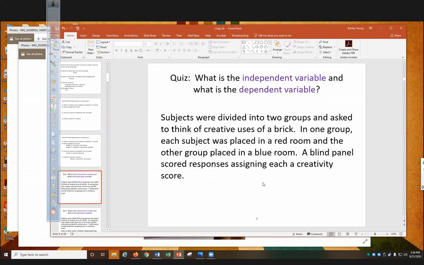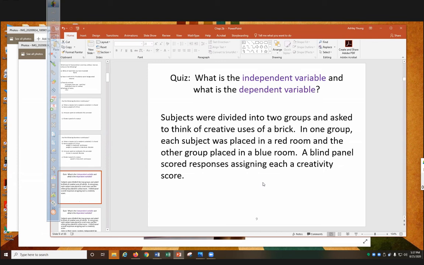Room color. Yeah, what color room they're in. What's the other thing that I know about each person that varies from person to person? Someone else. What was that? Yeah, the creativity score. Exactly. Those are my two variables.